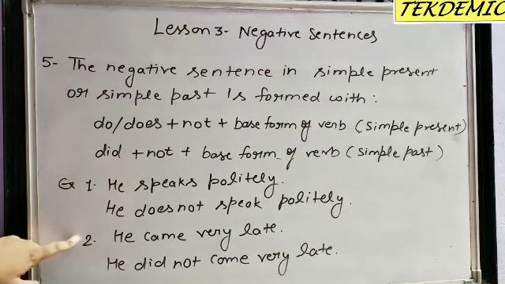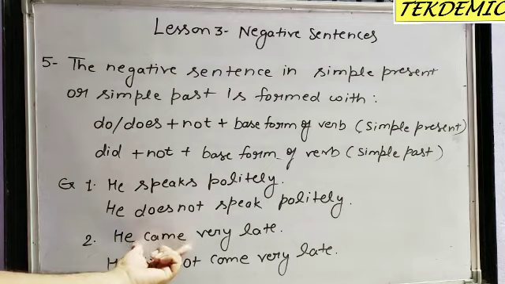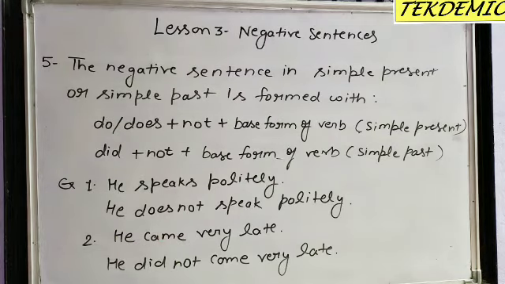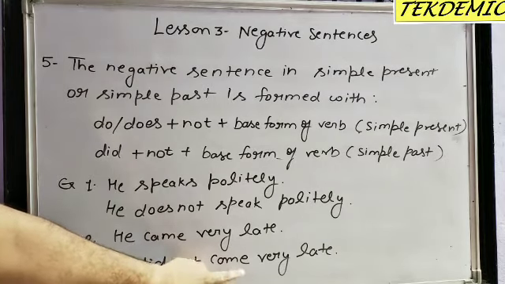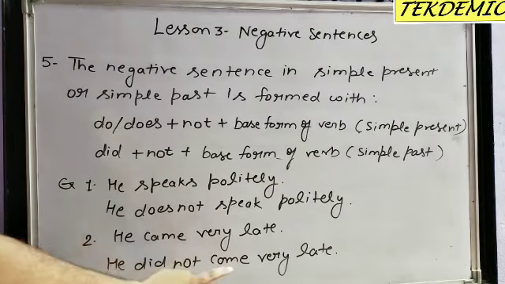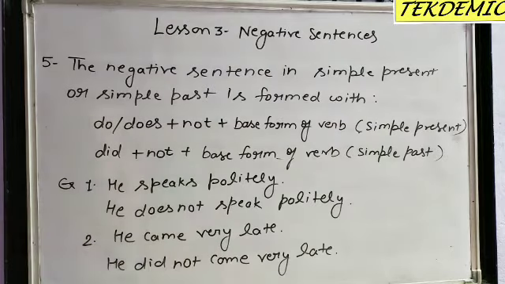And in sentence number 2, he came very late. Came is the past form of come, so it denotes simple past tense, and because it denotes simple past, you will use did plus not plus the base form, and the base form, present form, is come. So he did not come very late.